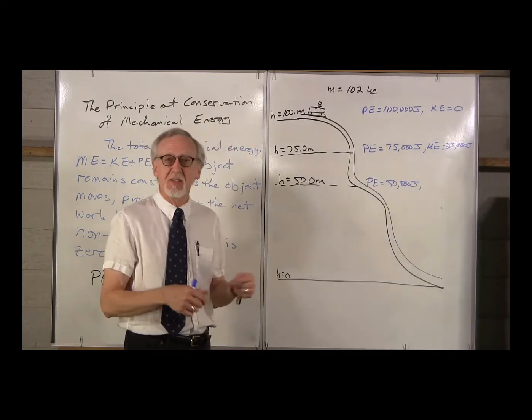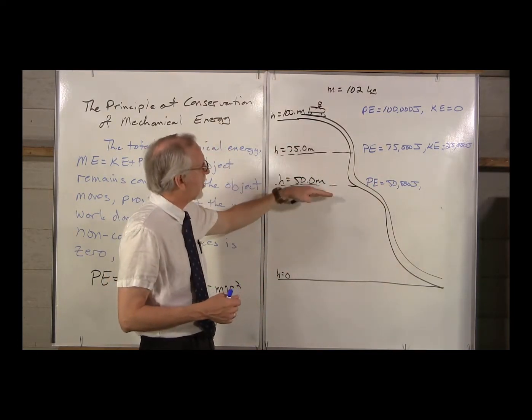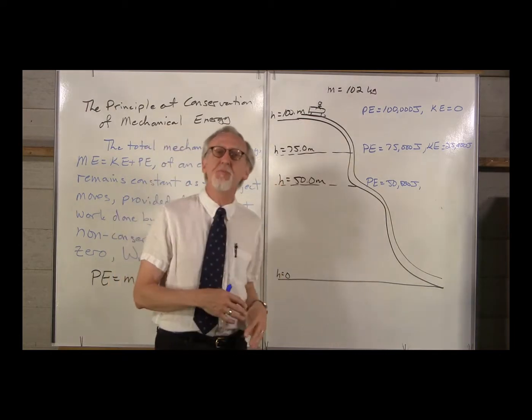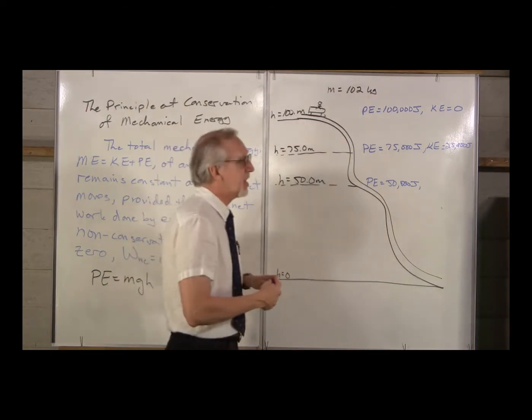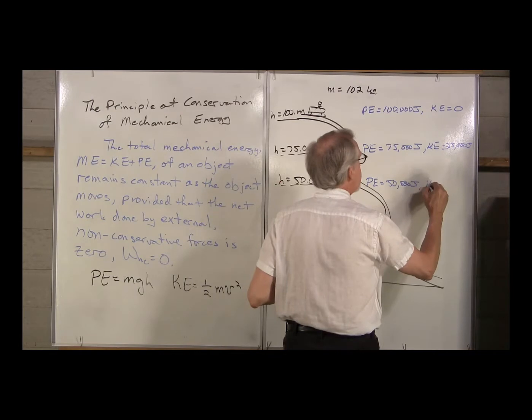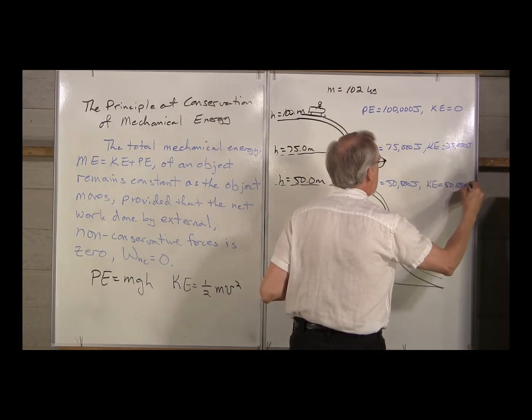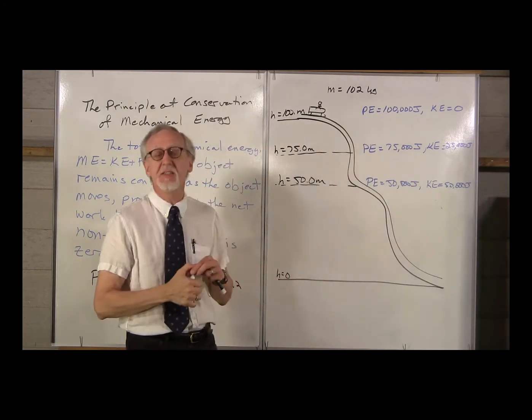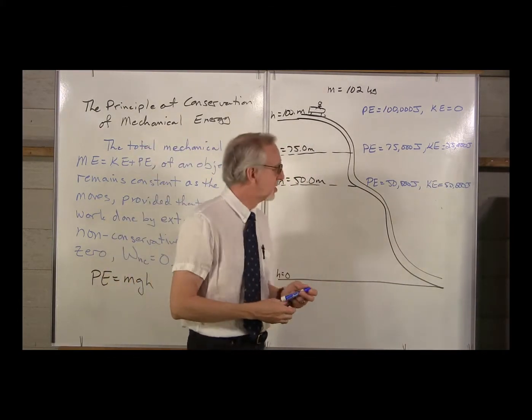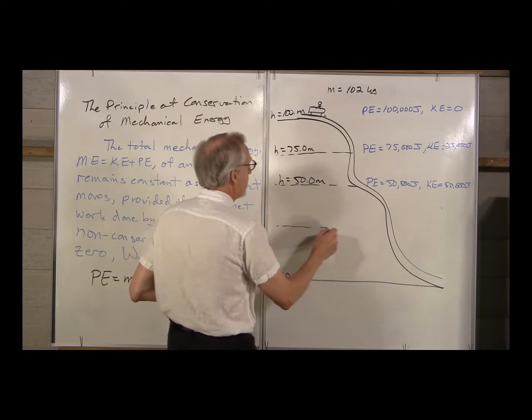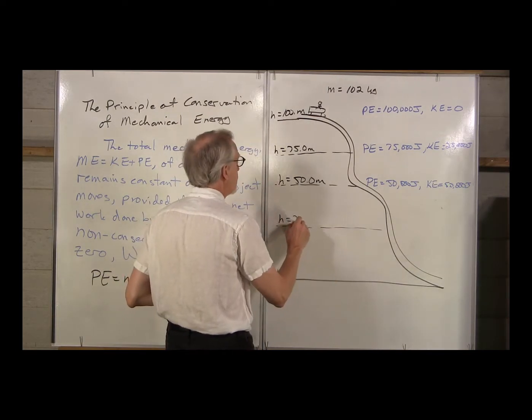50,000. What's the kinetic? Well, we are going further down. The sled is speeding up even more. The kinetic energy increases. The kinetic energy is now 50,000 joules. So that the total is still 100,000 joules. We come down a little further, down to a height of 25 meters.